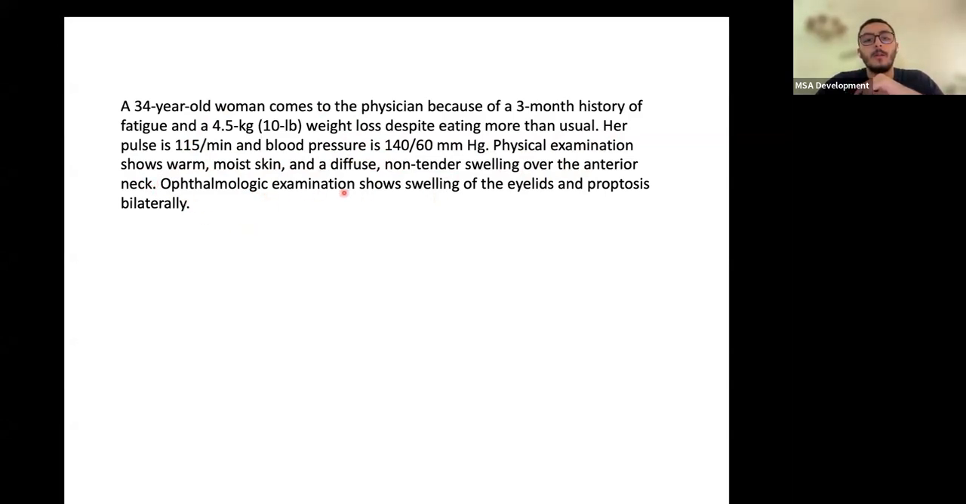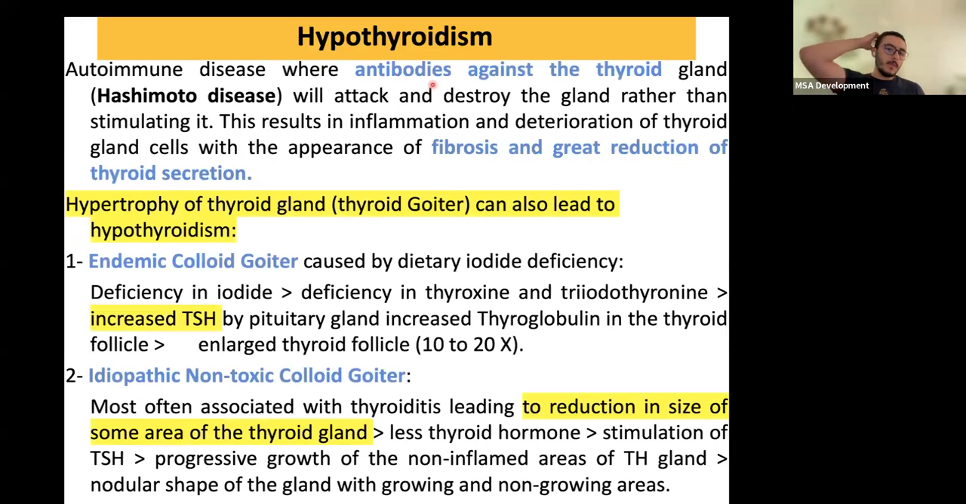And ophthalmic examination shows swelling of the eyelids and proptosis bilaterally. This is exophthalmos. This is the explanation of exophthalmos. The doctor will not tell you this patient has exophthalmos. They will tell you basically the findings of the examination, and this finding is called exophthalmos. These signs are signs of Graves' disease. Hypothyroidism is the opposite, literally.